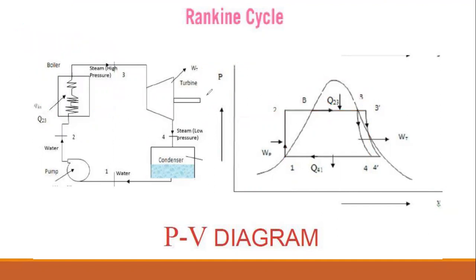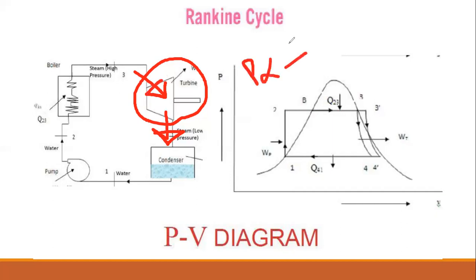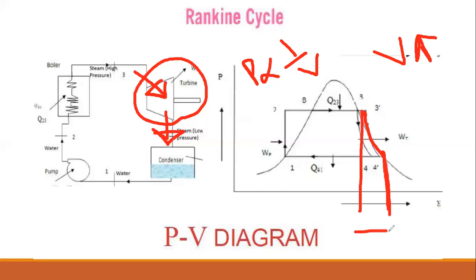In the turbine, high pressure steam goes in and low pressure steam comes out. That means pressure decreases in the turbine, and that pressure is basically used to produce rotational energy of the turbine. When the pressure decreases, we know that P is inversely proportional to V, so the volume will increase. Suppose from this point, it looks like this: this is the volume at point 3, this is the volume at point 4. So you can see the volume has increased.